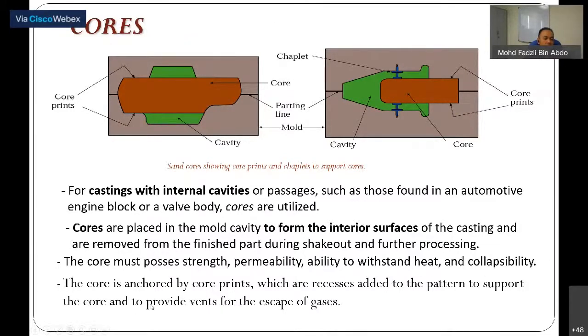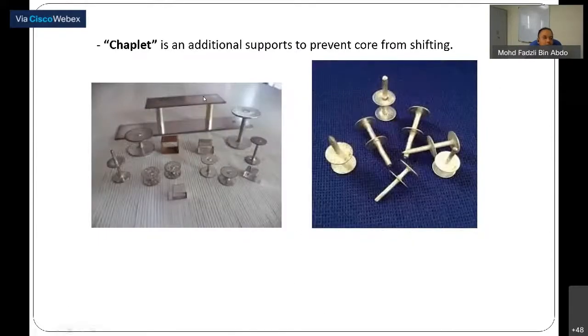Okay, and then the core is anchored by a core print, which are recesses added to the pattern to support the core and to provide vent for the escape of the gas. Itu adalah tujuan core print. Okay, untuk support, sama juga macam chaplet ni tadi dan juga untuk provide vent, vent untuk gas boleh terbuang. Okay, this is the chaplet. It's additional support to prevent core from shifting.